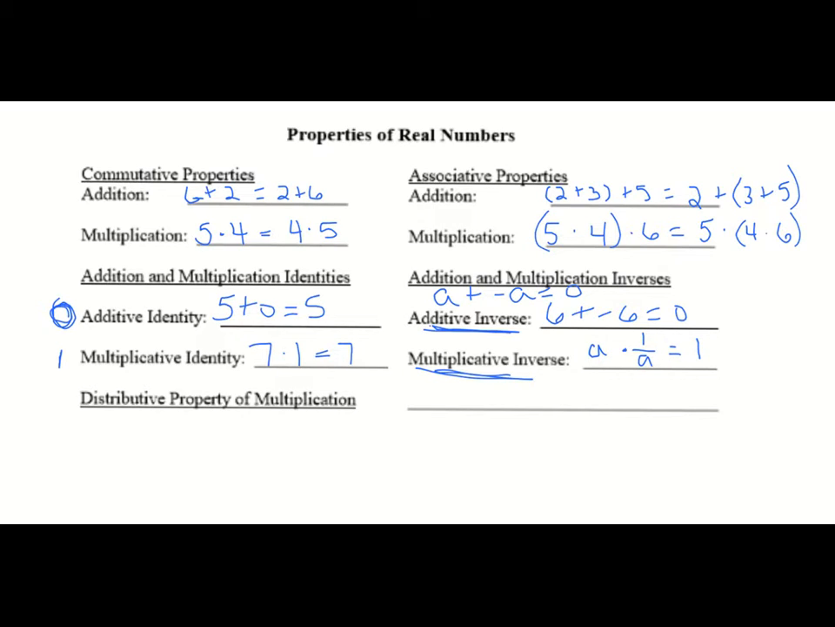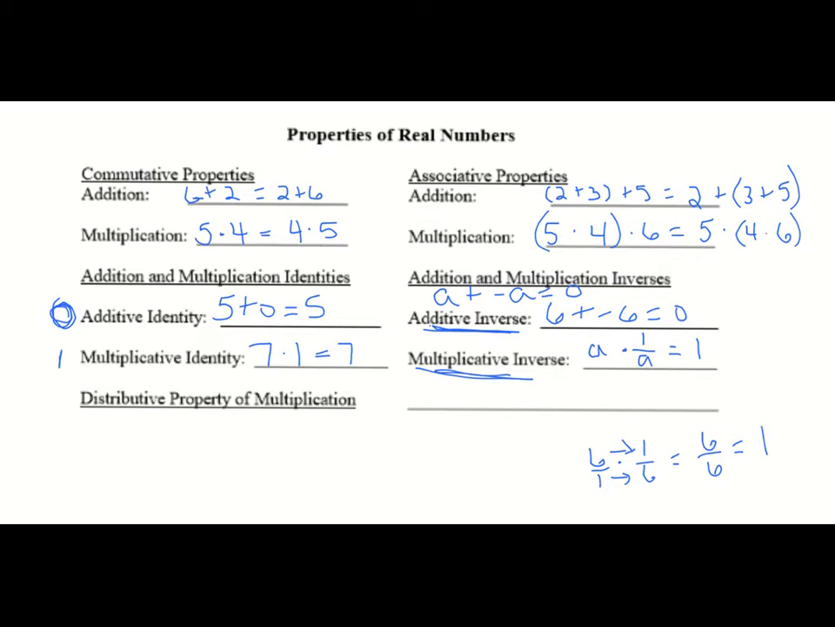For instance, let me go down here and do this number. If I do 6 times 1/6. Remember, 6 as a fraction is 6 over 1. And when we multiply, we go straight across. So 6 times 1 is 6. 1 times 6 is 6. But if I have 6 over 6, it gives me 1.